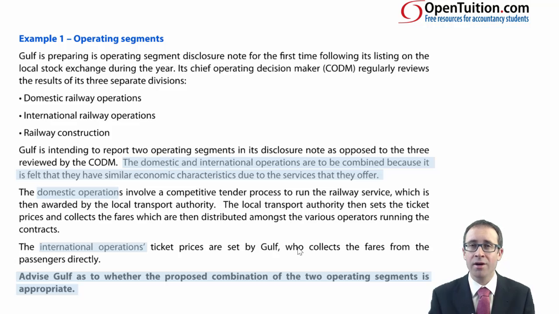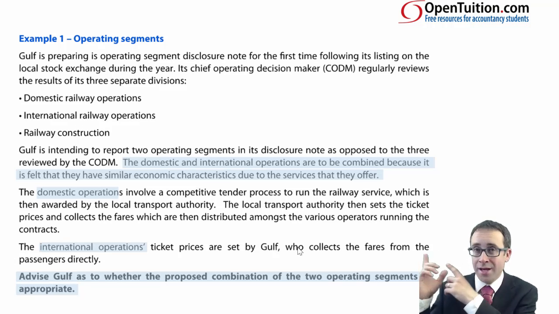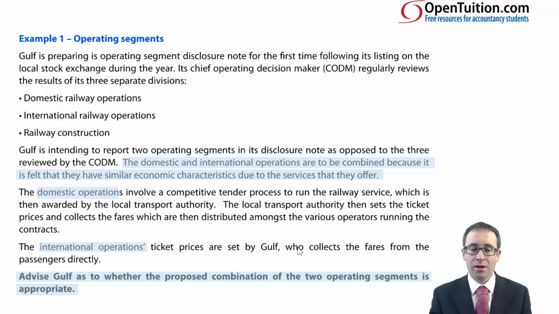A bit longer as a paragraph, it's maybe a bit more complex, but having done the easier, shorter paragraph first, it might make the longer paragraph easier to understand. So it says that the domestic operations involve a competitive tender process to run the railway service, which is then awarded by the local transport authority. So that didn't happen with the international operation, did it? So the way in which it operates all of a sudden is different, isn't it?